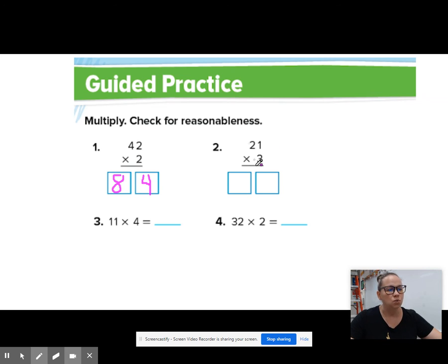All right, how about this one? 21 times 3. So I'm going to multiply my ones. 1 times 3 is 3. Then I'm going to multiply my tens, and I have 20 times 3, which is 60. 63. 11 times 4. Friends, don't go into robot mode. You know 11 times 4. Don't rewrite this up and down. Just write the answer. 11 times 4 is 44. You know that. It's one of your facts.